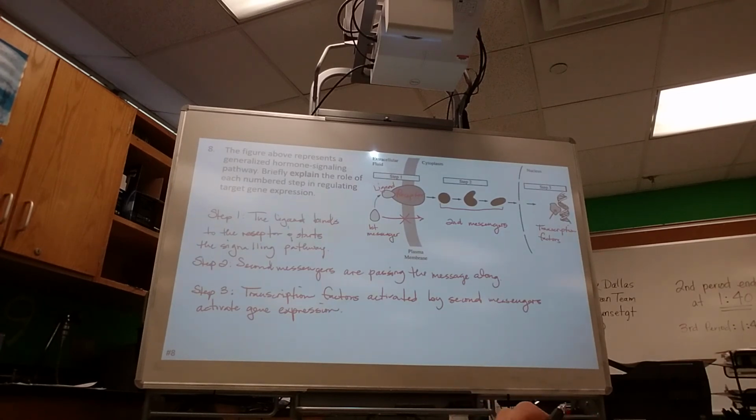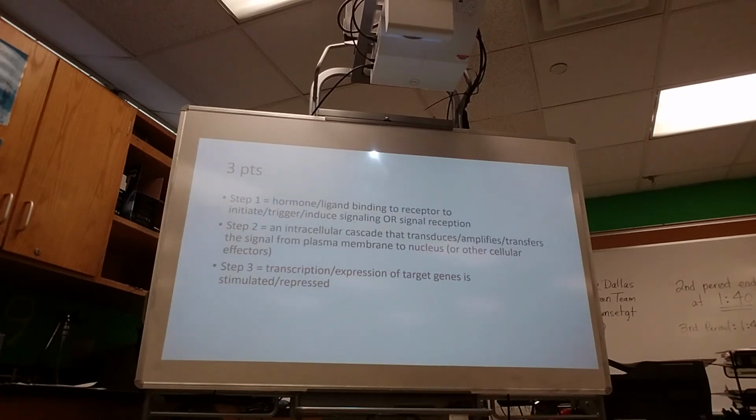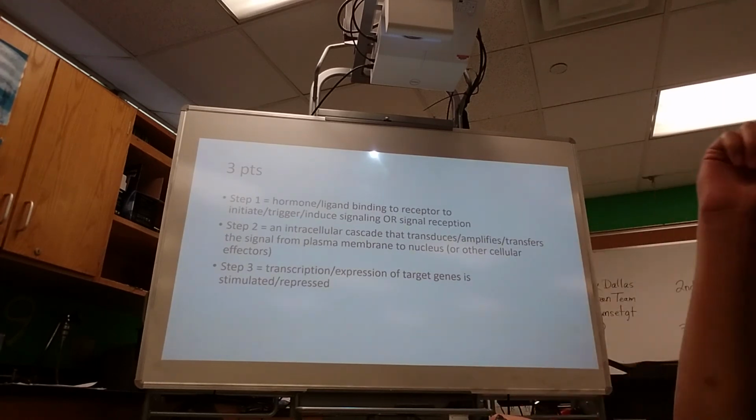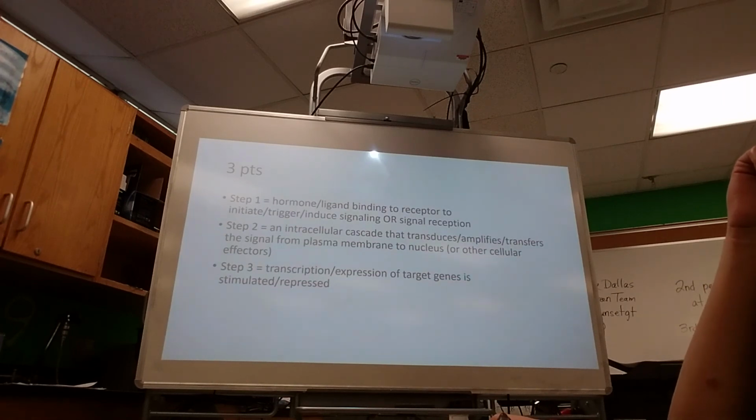And then if we look at the scoring guide, you'll be able to see. So step 1, we have something binding to a receptor and it initiates or starts out the signaling. Step 2, you can say it's something like an intracellular cascade. You can say you're amplifying the response, transferring it to the nucleus, etc. And step 3, you're regulating gene expression, where you're either going to turn off or turn on a particular gene.